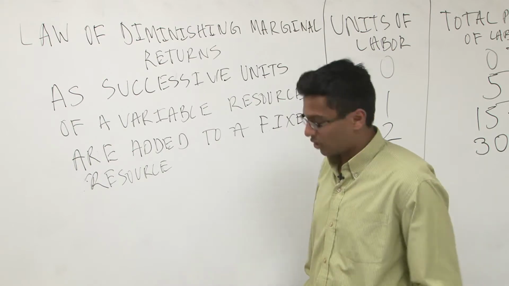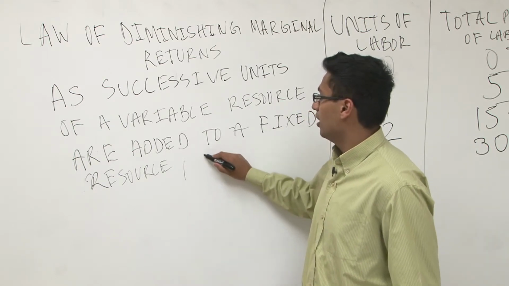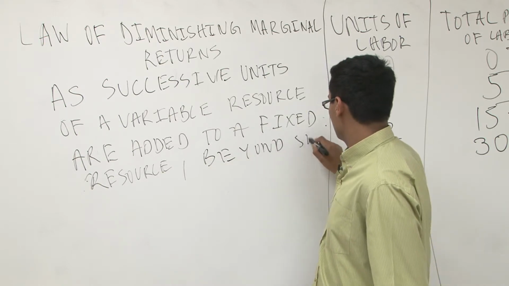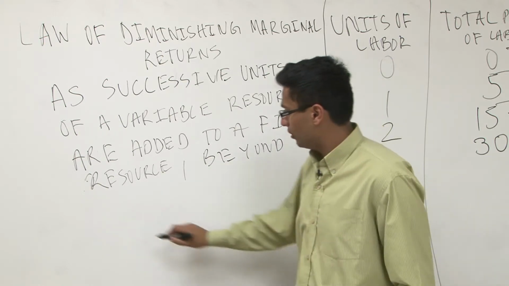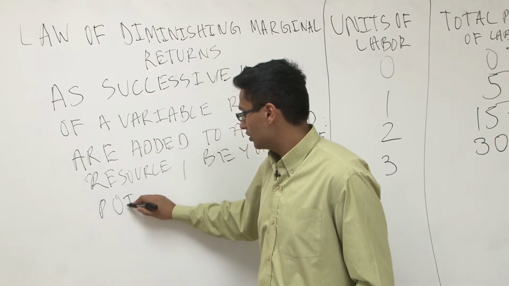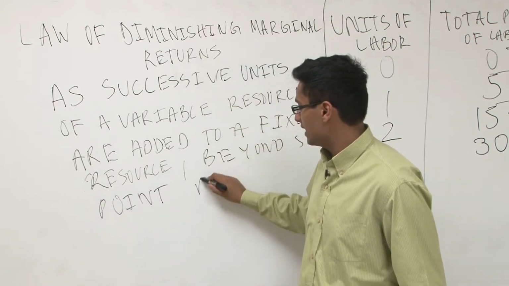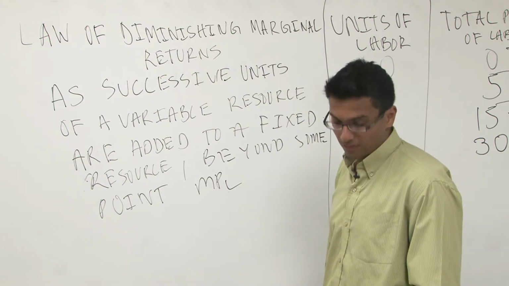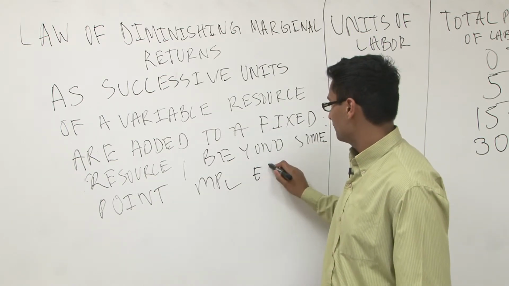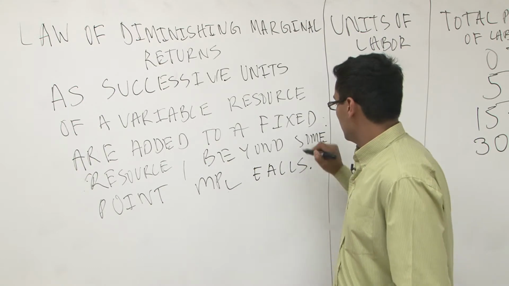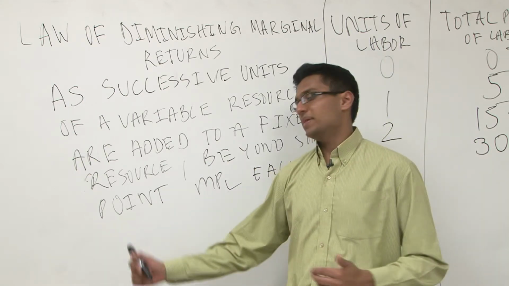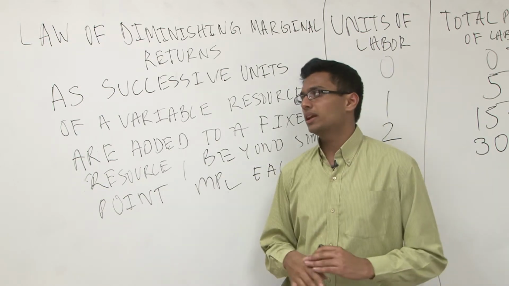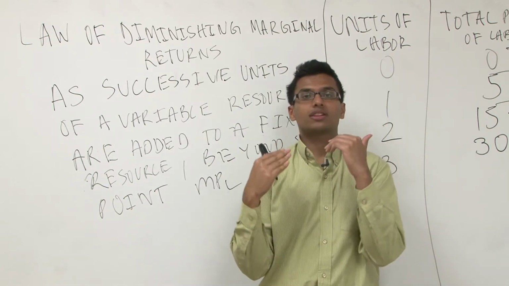Beyond some point, the marginal product falls. Beyond some point, your marginal product, which is MPL, right? Remember that? MPL falls. So why does this happen? We'll try to graph it out to show you graphically how that looks. But I think it's more important to discuss why this happens.